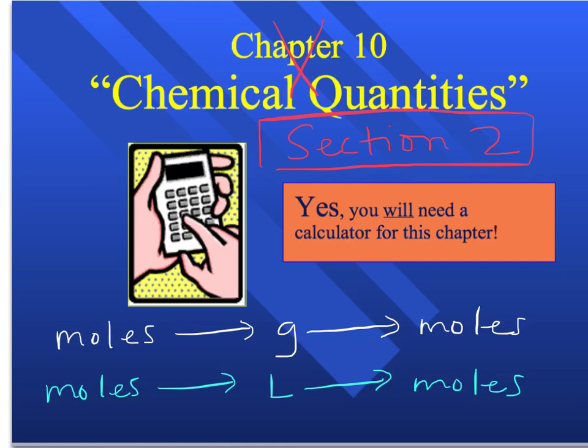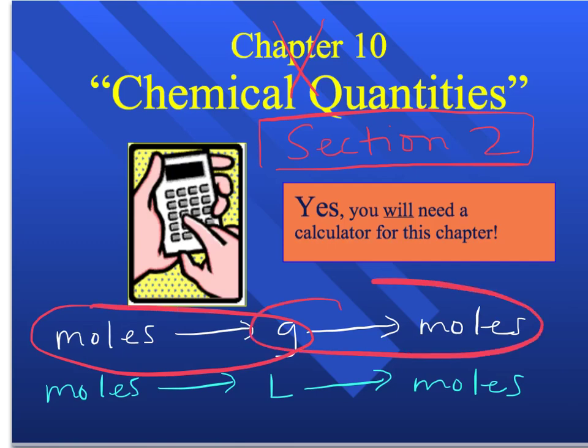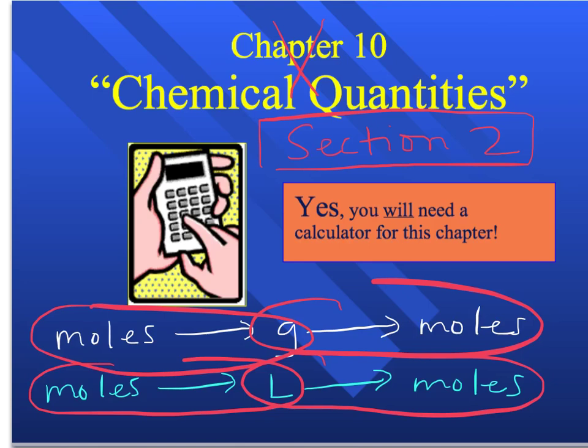This time we are still talking about chemical quantities, but this is the second part of that chapter. Today we're going to discuss how to go from moles and convert that into grams, and then how to go from grams and convert it back into moles. So we're either going from moles to grams, or from grams to moles, or from moles to liters, or from liters to moles. These are the conversion factors that we're going to look at today.